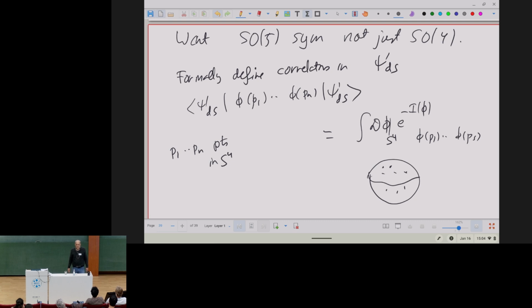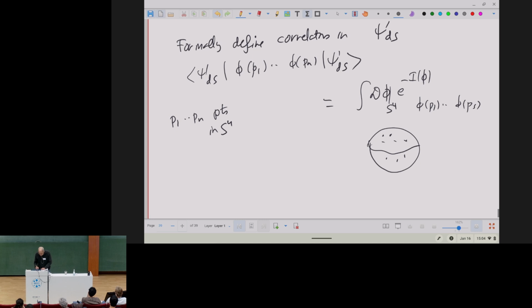Now, this definition has manifest SO5 symmetry, and we can continue it to Lorentz signature time, and then we'll get manifest SO41 symmetry. In other words, if we take these functions and analytically continue them, we'll get SO41 symmetry because in Euclidean signature they have SO5 symmetry. But this is not obviously a quantum state, even though I wrote it as if it is.